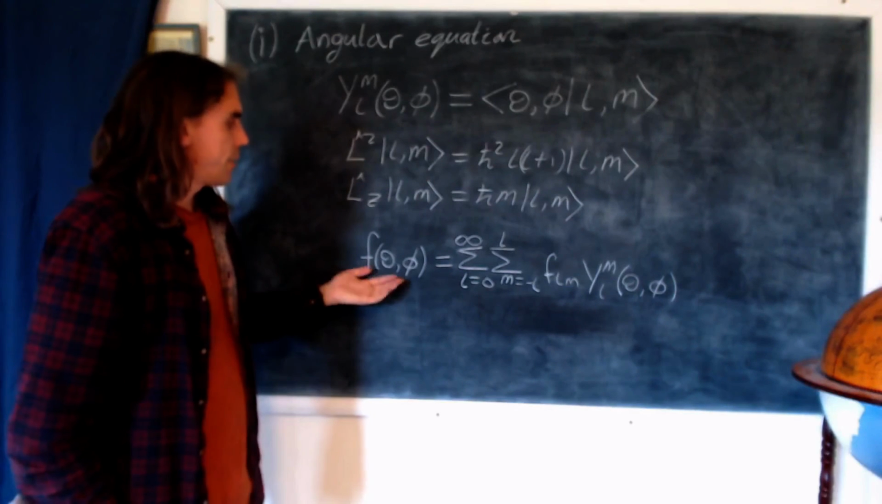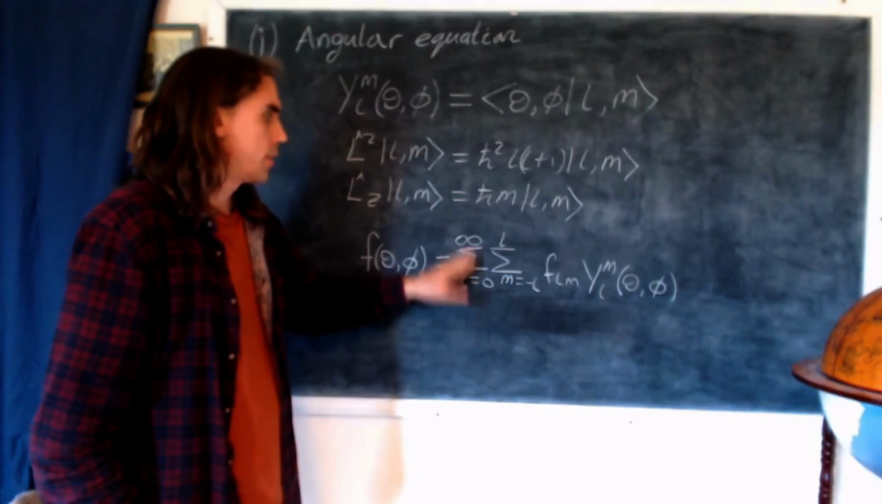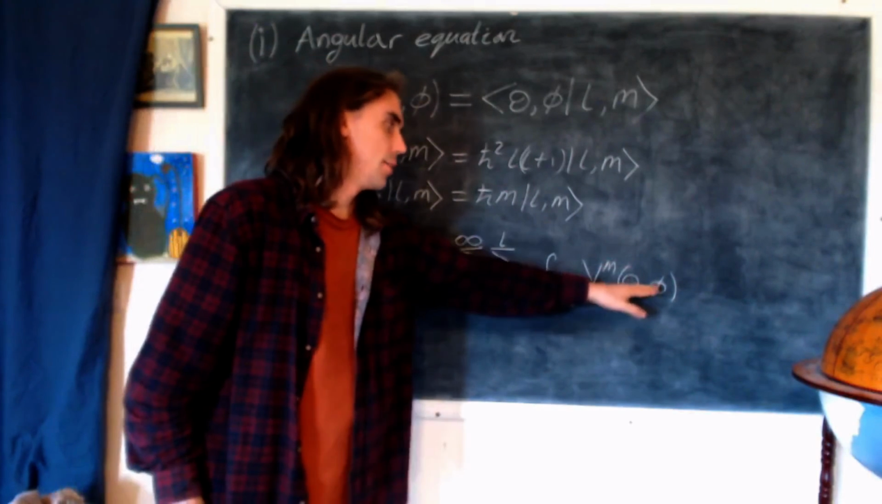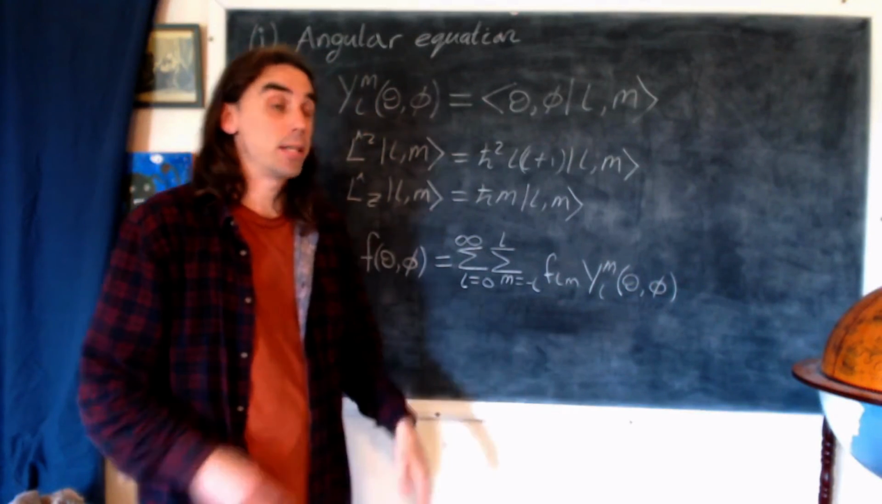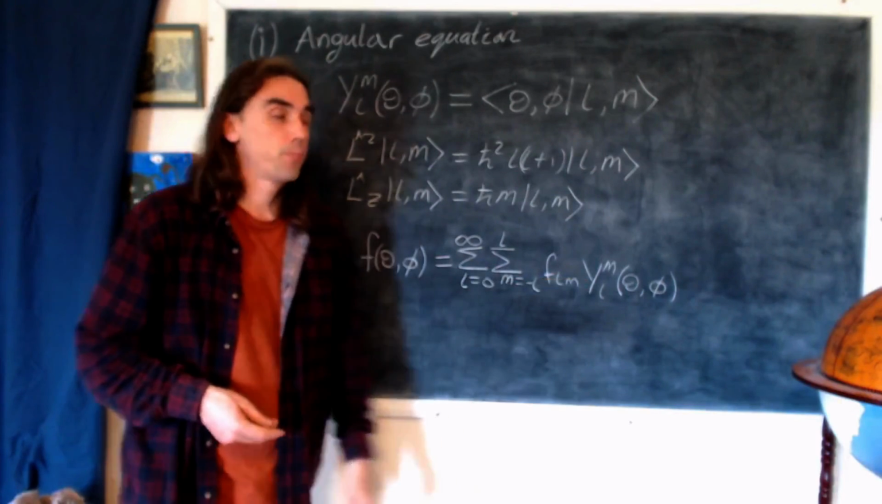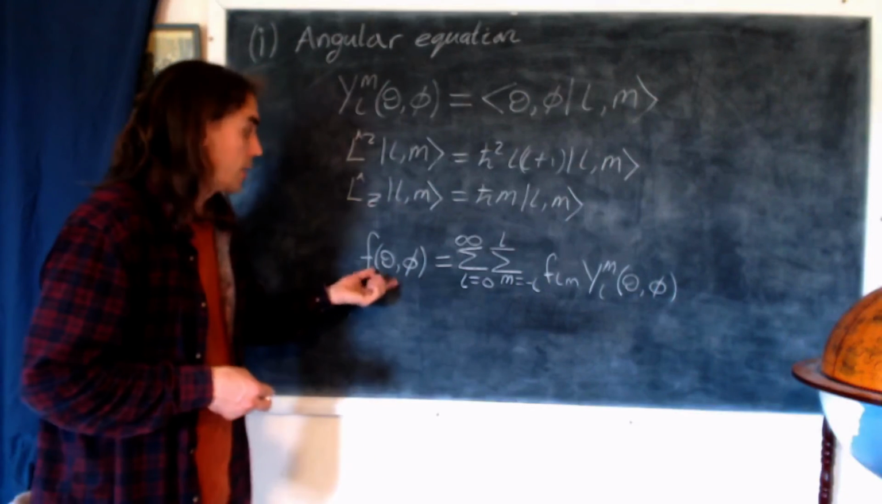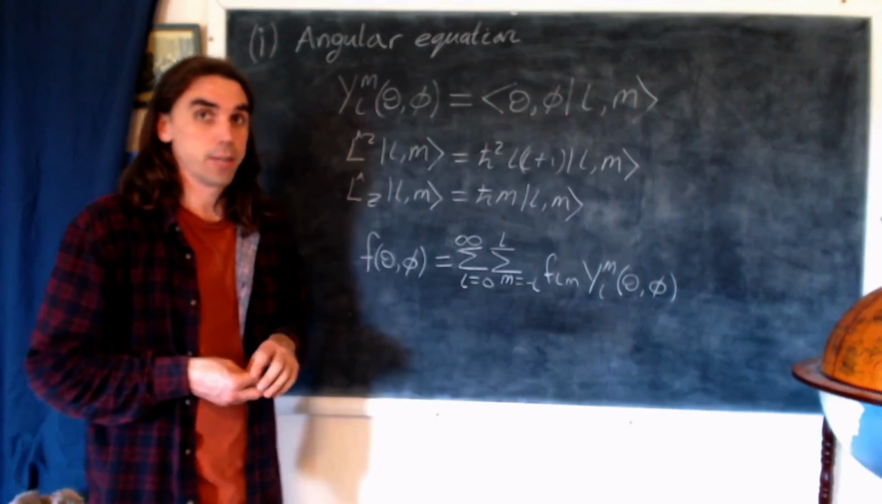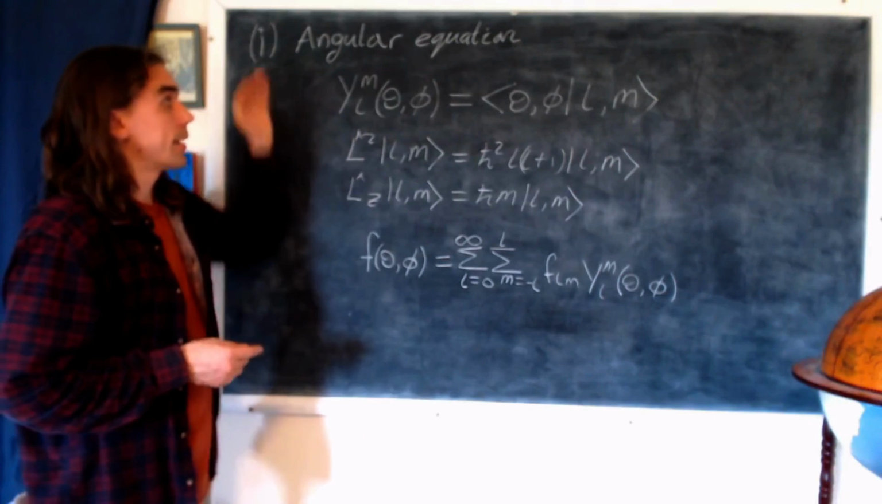That is, f of theta and phi can be written as a sum from m equals minus L to L, and L from 0 to infinity, of Y_L^M of theta and phi, multiplied by some complex coefficients f_LM, to be determined in the usual manner by using the orthonormality of the Y_L^M. So that's a convenient way to write any function which does not depend on the radial coordinate, only on theta and phi, so things that live on the surfaces of spheres. So that's the angular equation solved.